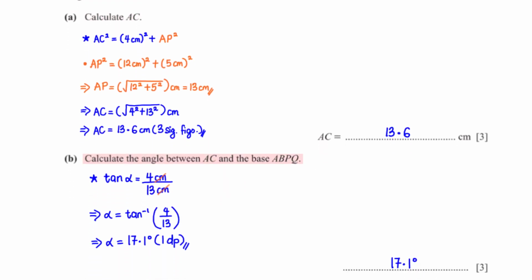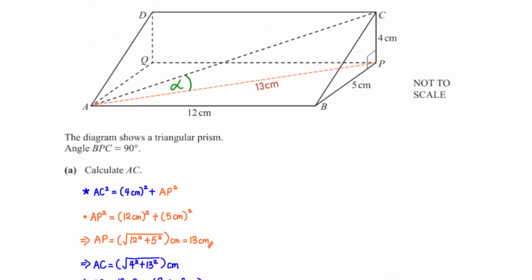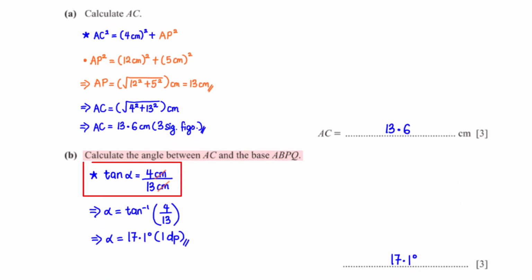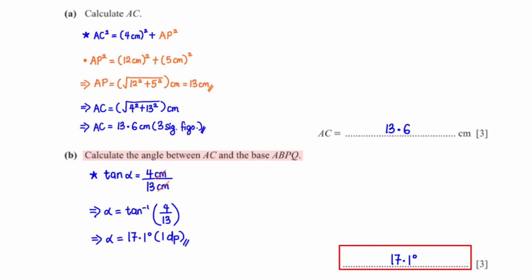Calculate the angle between AC and the base ABPQ. On the diagram, we have labeled this angle as alpha. We can apply SOHCAHTOA to find the value of alpha. This gives us tan alpha equals 4 centimeters divided by 13 centimeters. When we make alpha the subject, we get tan inverse of 4 over 13. When we type this into the calculator, we get 17.1 degrees rounded to 1 decimal place.